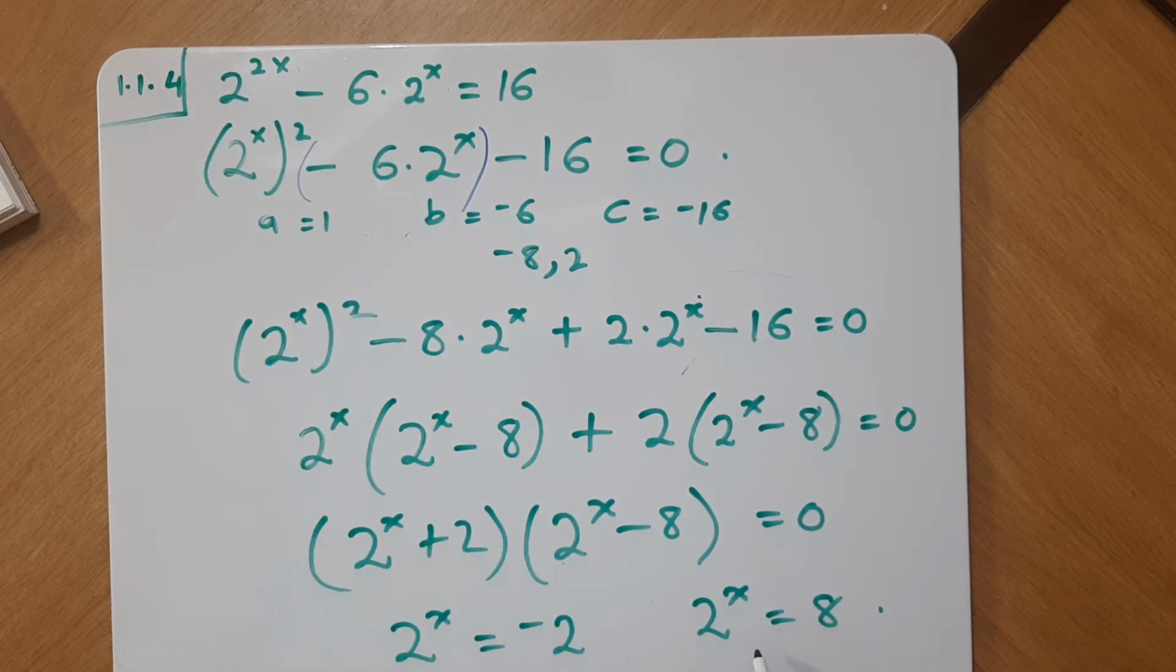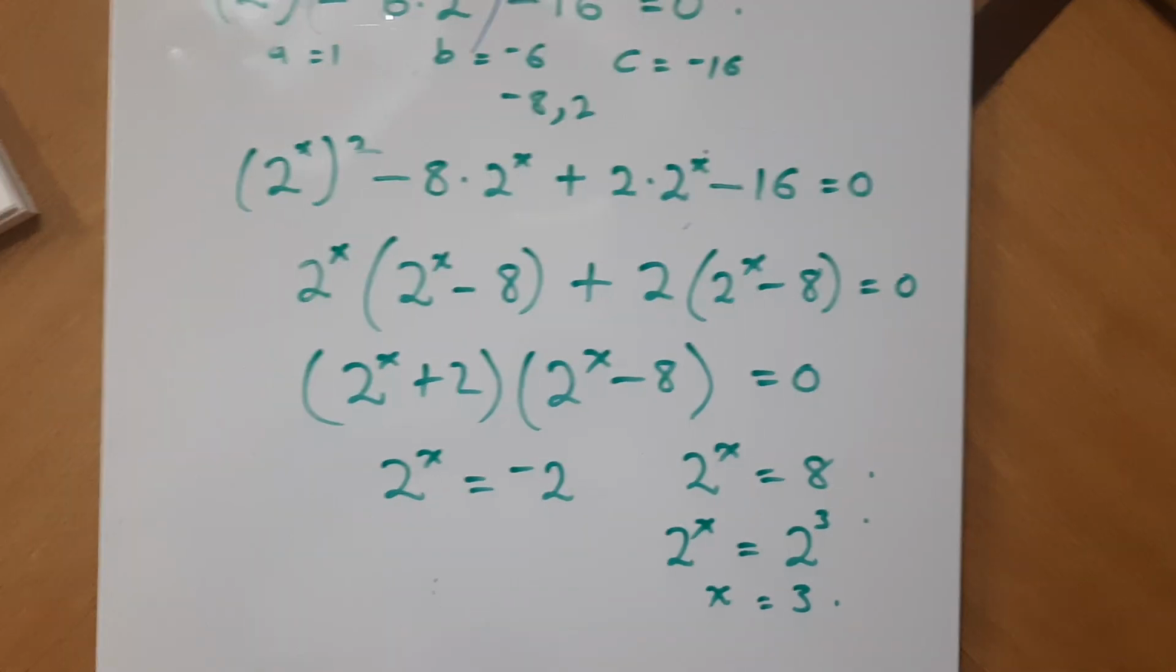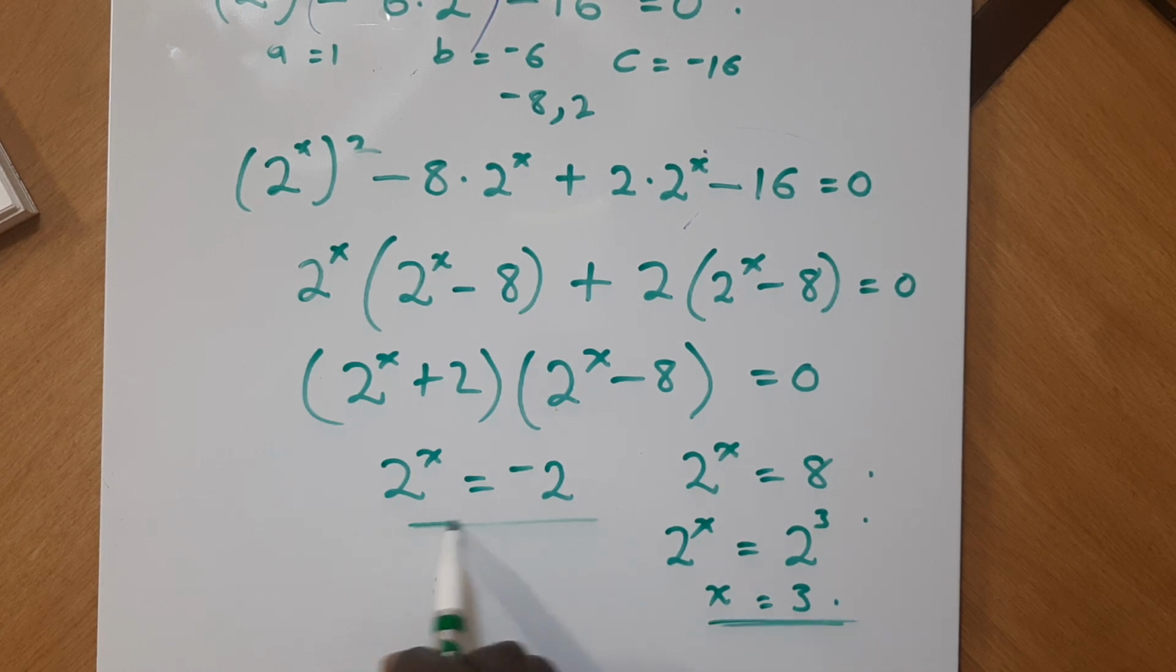So here we have 2 to the power x equals 2 to the power 3. Therefore, our x equals 3. Yeah, so for here we simplified further and got that. For here we didn't simplify further. So thank you.